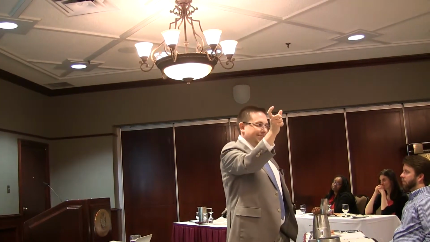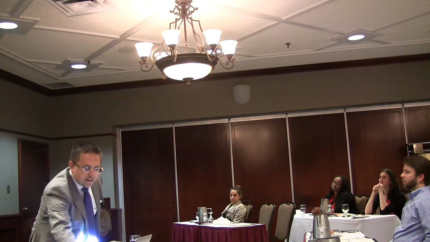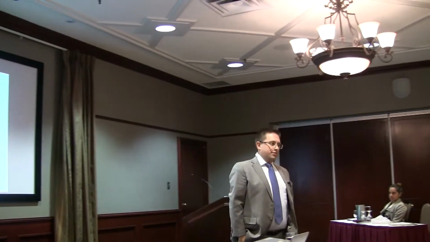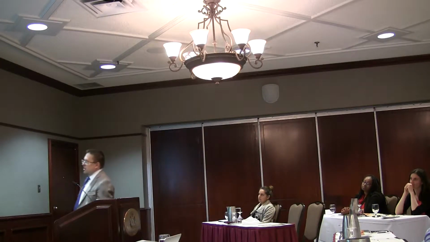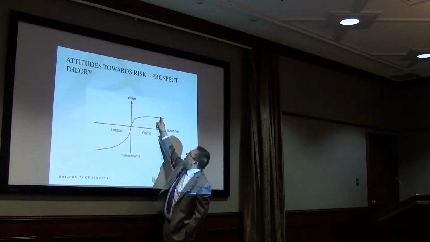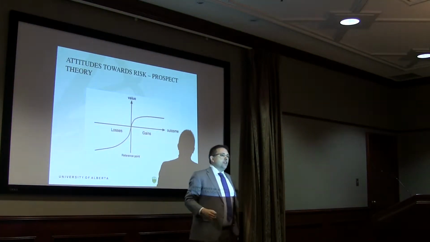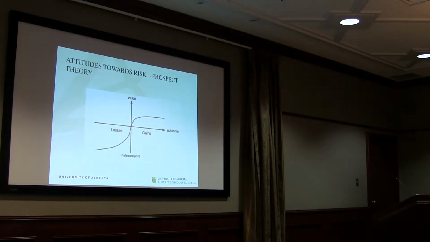Okay? So what Kahneman and Tversky did is they then came up with this little graph, and this is actually a pretty famous graph in the economics circles. What it does is it basically says that if you're in a region where you're facing a gain, you tend to be risk averse. Okay, you like the sure thing.